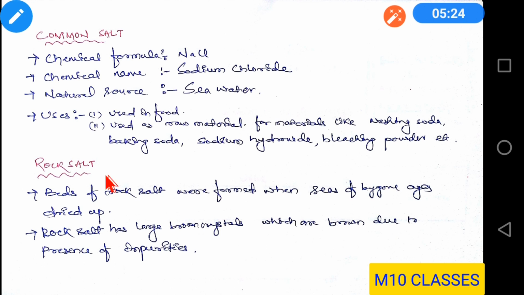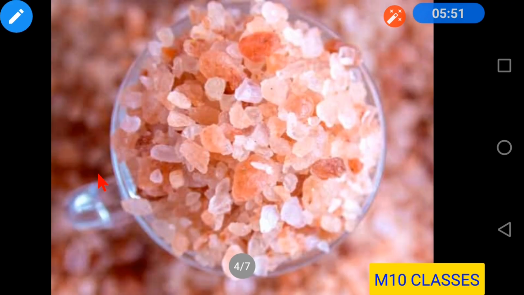Next comes rock salt. Don't get confused, you are not going to get salt from these hills or something else. In ancient ages there were many seas which dried up over time. Now they found beds of rocks of salt, and these are called rock salt. They are brown crystals, brown due to the presence of impurities. Now let us see the picture. Here it shows the picture of rock salt which is brown in color. It is because of the presence of impurities.